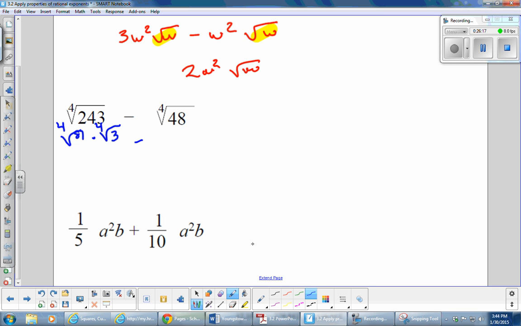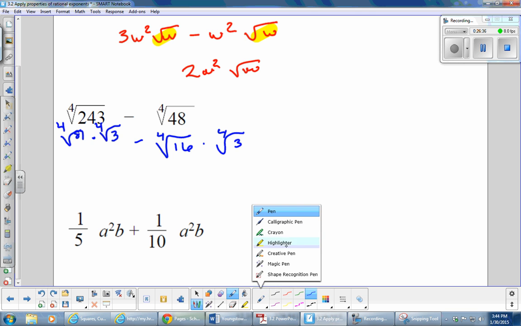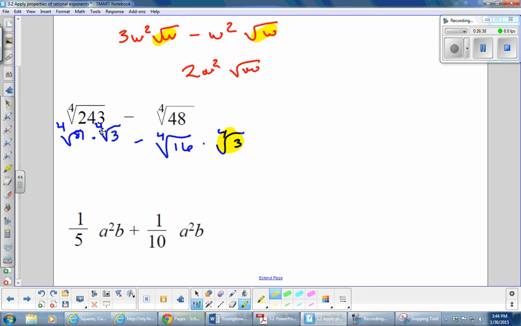Well, 48 is also not on my list, but we know 48 divided by 16, which was on my list, is 3. So, oh, isn't that nice? Okay, so I'm going to have the fourth root of 16 times the fourth root of 3. Well, looky here. We got same backsides. Perfect.